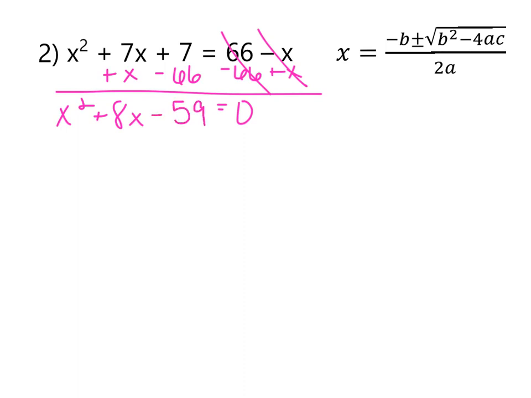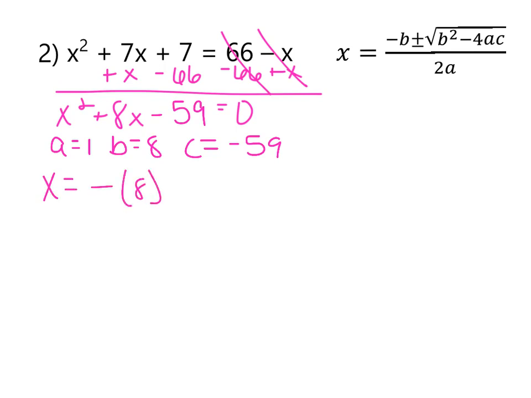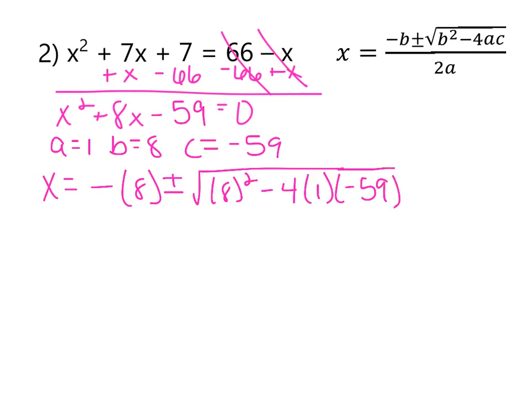Now I'm going to identify my a, b, and c. A is 1, b is 8, c is negative 59. Now I'm going to plug in. X equals negative 8 plus or minus the square root of 8 squared minus 4 times 1 times negative 59, and I'm going to just extend this here, all over 2 times 1.